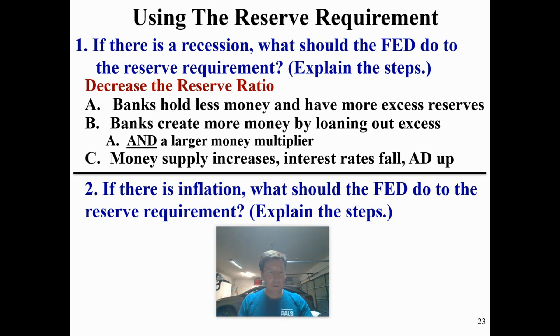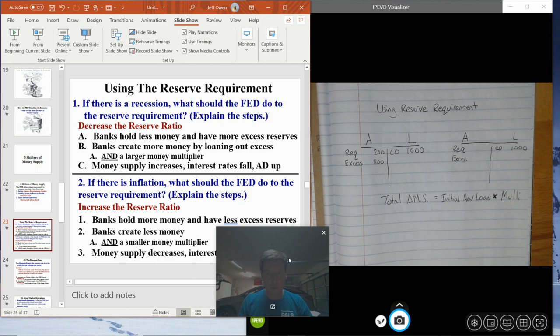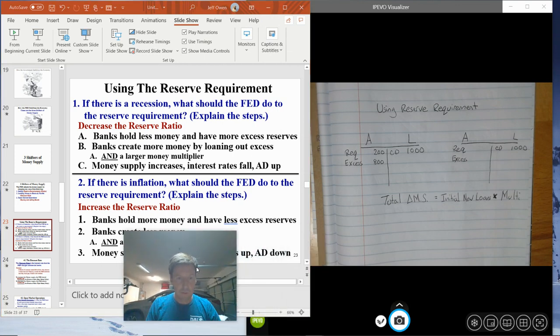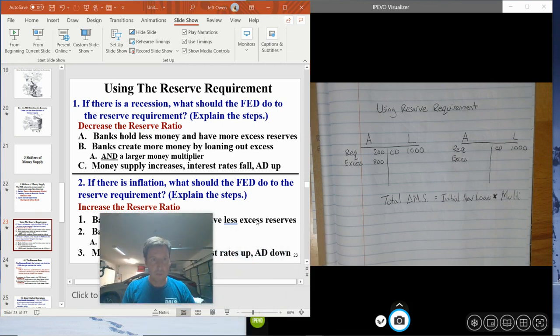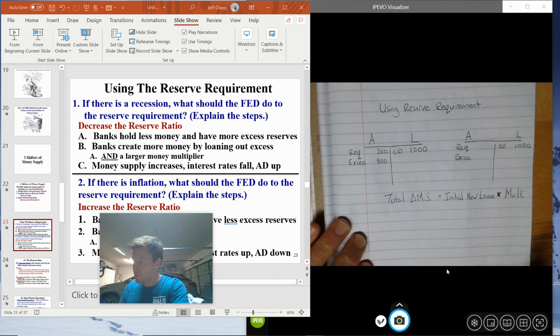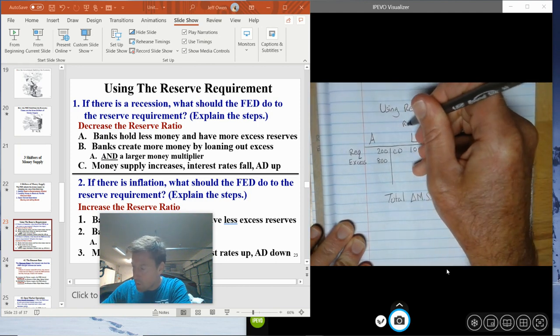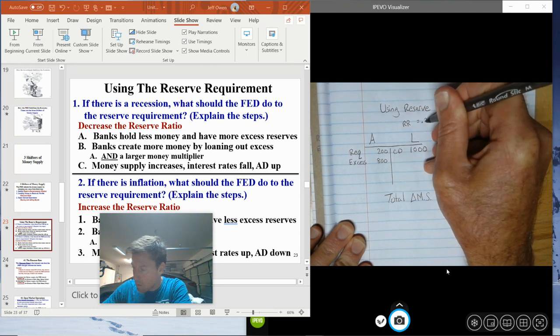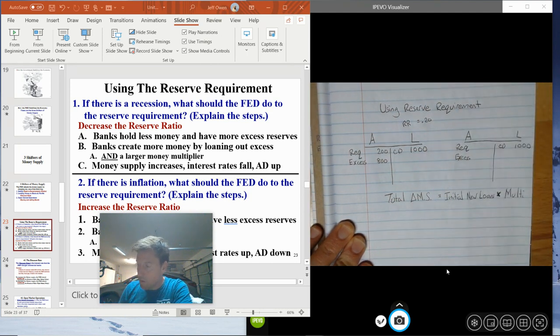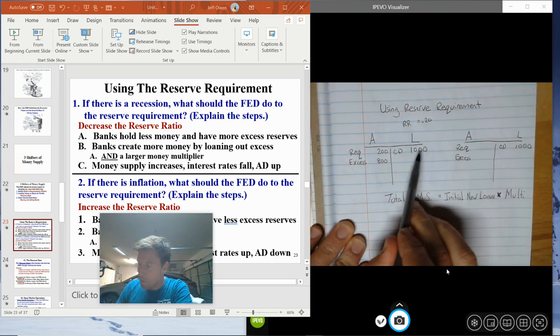So I pre-made this one. Let's put it over my answers for that one right there. If there's a recession and I want to grow the money supply, let's assume originally that this is our bank balance sheet right here, and our reserve requirement ratio is 20%. So in this case right now, I have $1,000 in my checkable deposits in this bank.